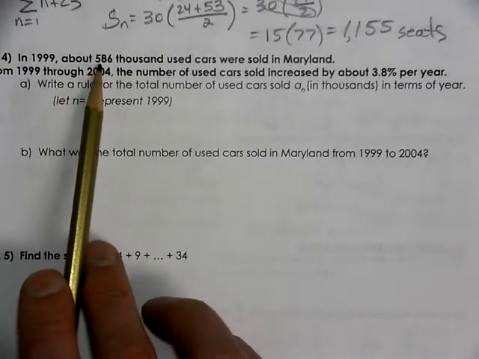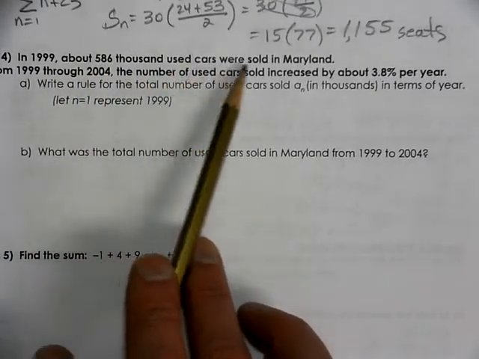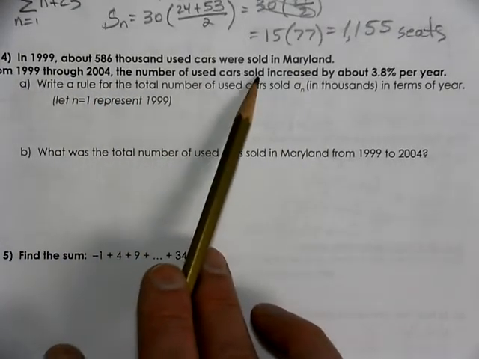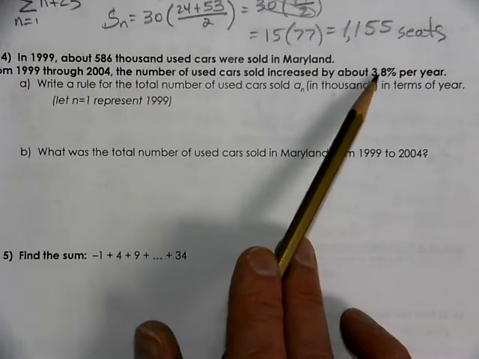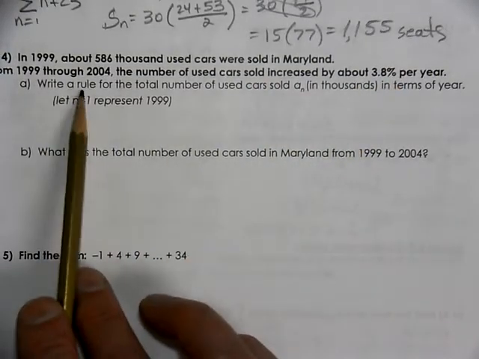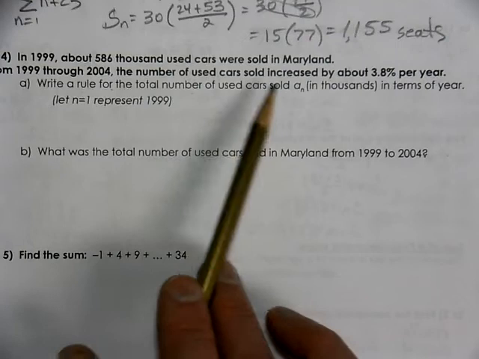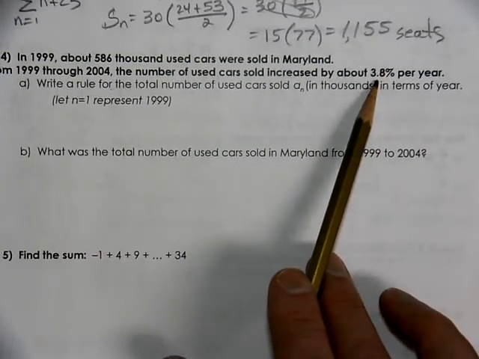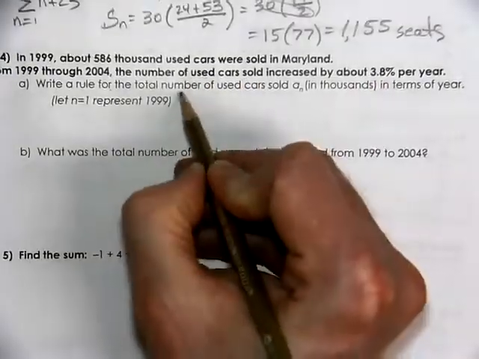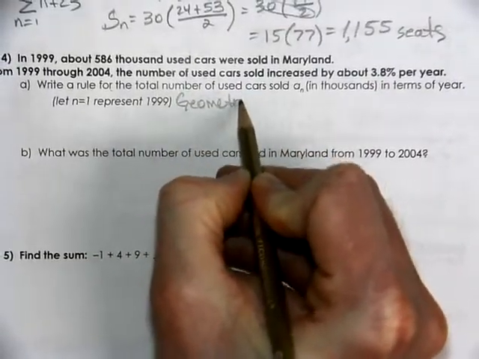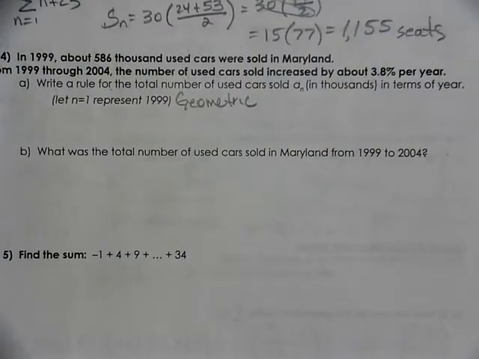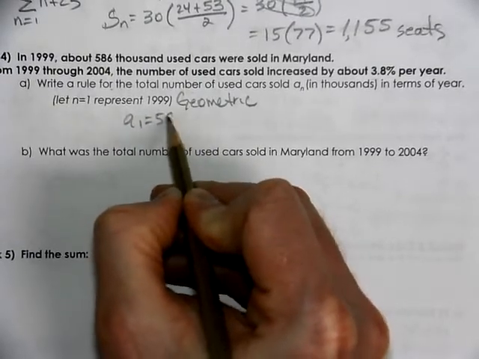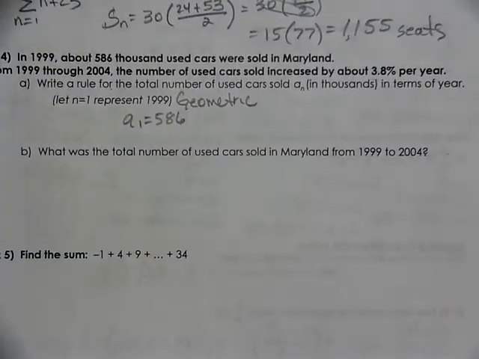So in 1999, about 586,000 used cars were sold in Maryland. From 1999 to 2004, the number of used cars increased by 3.8% per year. Write a rule for the number of used cars that are sold. So since we are changing by a multiple, I'm taking this to be geometric. Our first term in the geometric is 586, and those are thousands of cars.